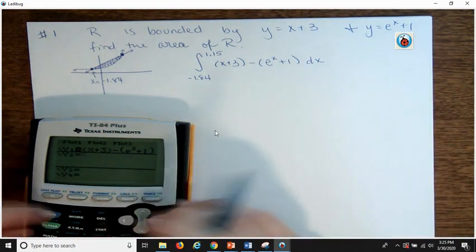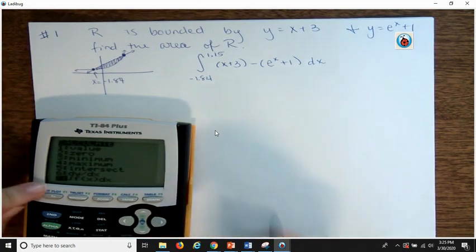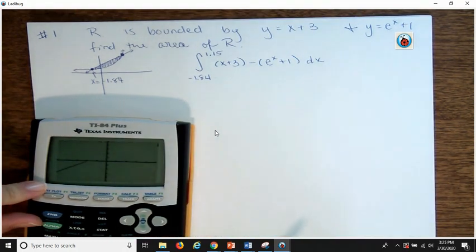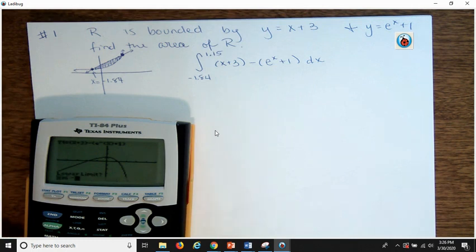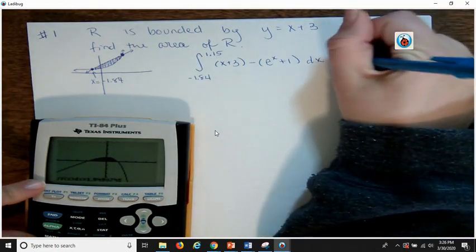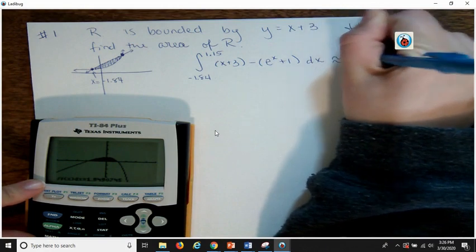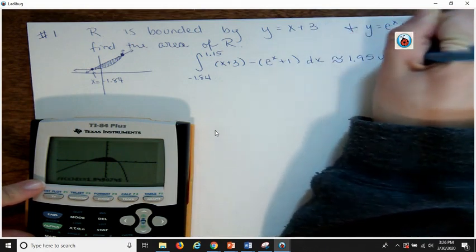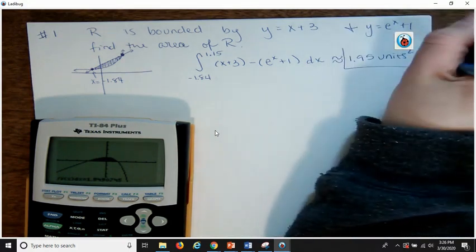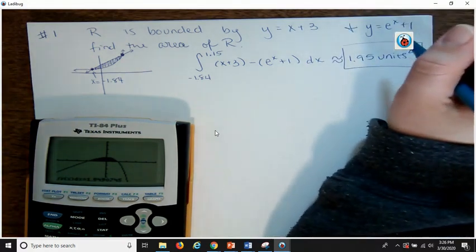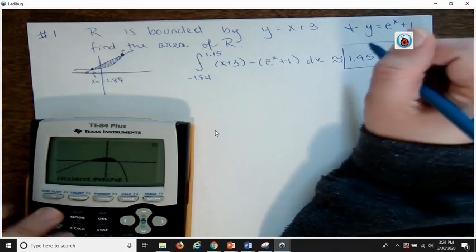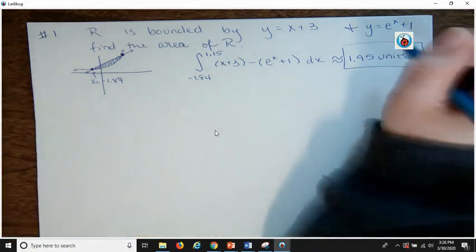So I'm going to do second trace, go down to number 7, click enter, little integral sign. It's going to draw the difference function here. And then it's going to ask for my lower limit. I want negative 1.84. My upper limit is going to be 1.15. And this is going to give me about 1.95 units squared. Okay, and this will be my final answer. And I think this maps to, I know that it maps to 1. I feel like it's number 3, but I don't remember. Okay, so that's number 1.